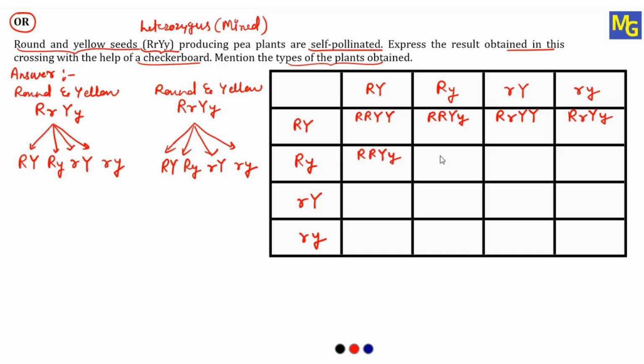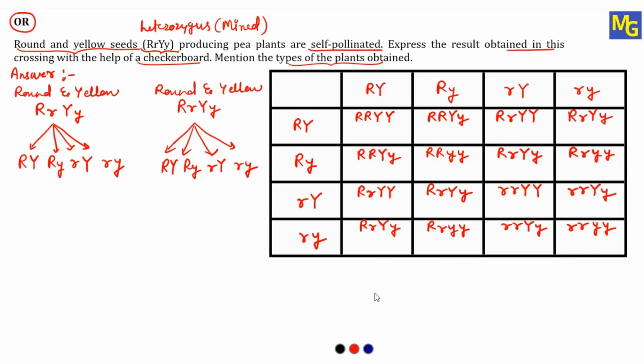While writing this, you have to be very careful because this will decide the result of the self-pollination. Whenever you write this, keep your eyes on both the horizontal as well as vertical column and write it carefully. Once you complete, confirm it and then write down the physical character of this. So let me complete the whole table. Now here I have completed the checkerboard.